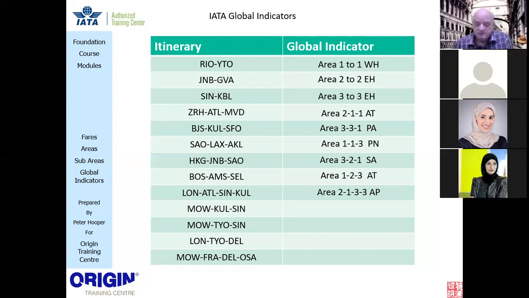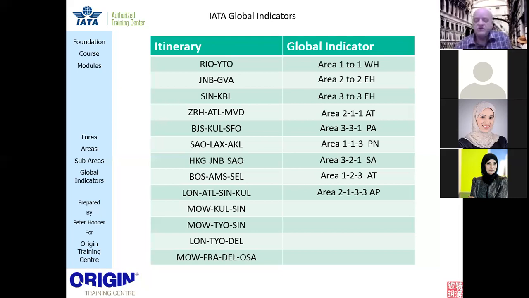Moscow, area 2. Kuala Lumpur, 3. Singapore, 3. All right, area 2 to 3. There are 4 possible global indicators. Can you remember which is the first one we try? RU. RU says you have to have Russia at the beginning or end. Do we have Russia at the beginning? Yes. And you have to have a direct flight to Japan or Korea. We don't have that. Okay, it cannot be RU.